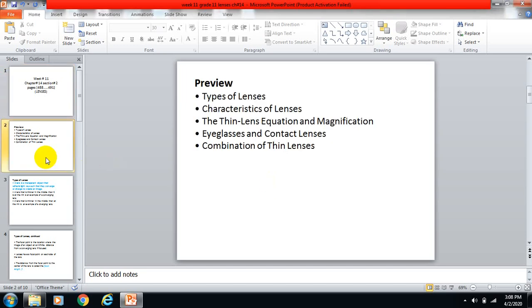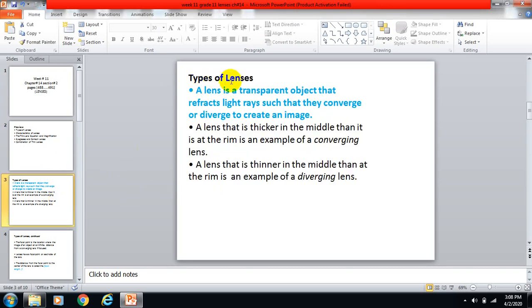Okay, look at the preview. In this chapter we will cover types of lenses, characteristics of lenses, the thin lens equation and magnification, eyeglasses and contact lenses, and combination of thin lenses. Okay, types of lenses. What is a lens?